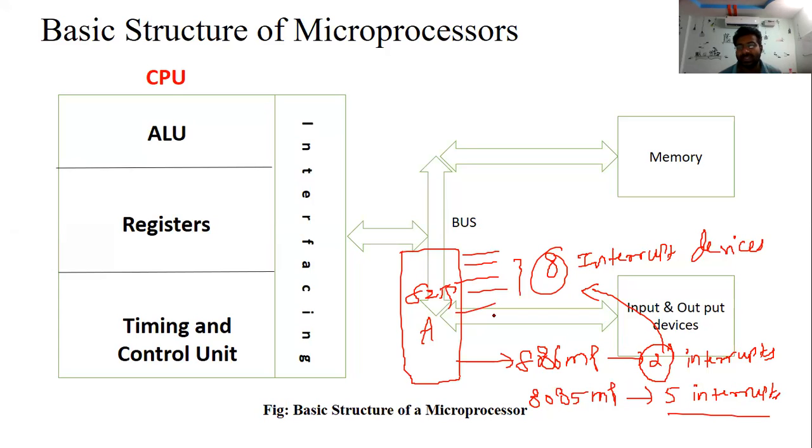Again, interrupts are of two types. What are the two types? Masked interrupts, and the second one is non-masked. By using this 8259A device, you are forming the masked interrupts. We are going to connect 8 masked interrupt devices.